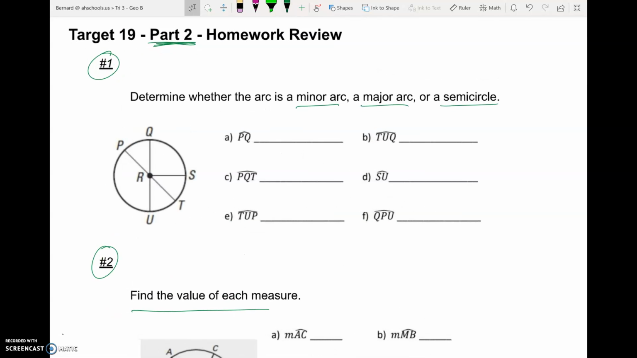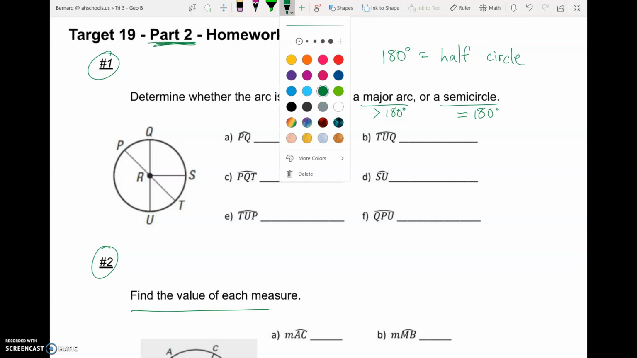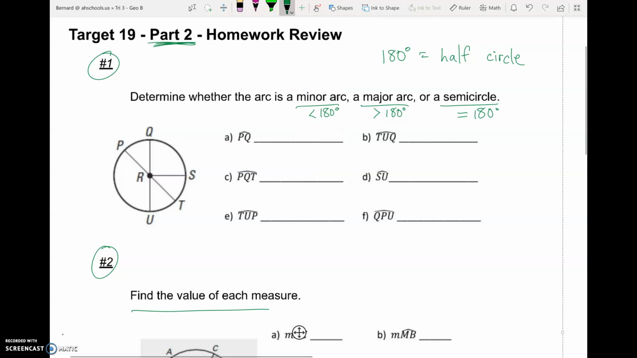And remember, minor arcs are less than 180 degrees, major arcs are greater than 180 degrees, and semicircles are equal to 180 degrees. And remember, 180 degrees is half the circle. And so visually, we kind of just want to follow these letters, see how much space they take up, and then we can label them as they are. So P to Q, right there. Definitely less than half the circle. That's a minor arc.